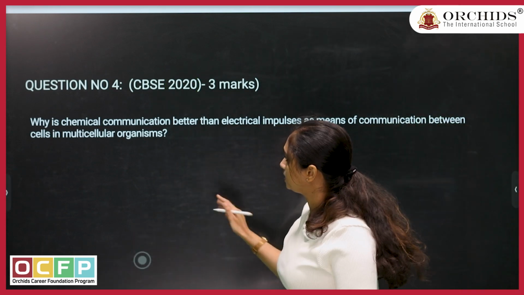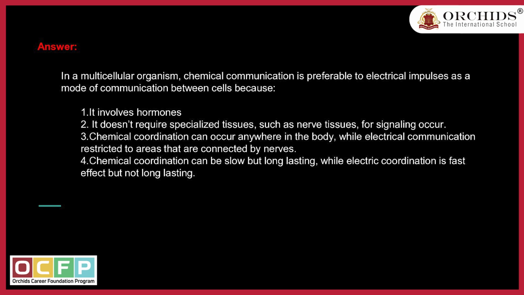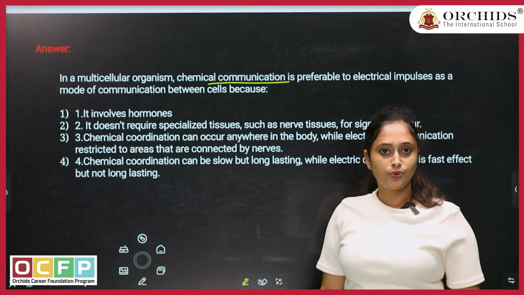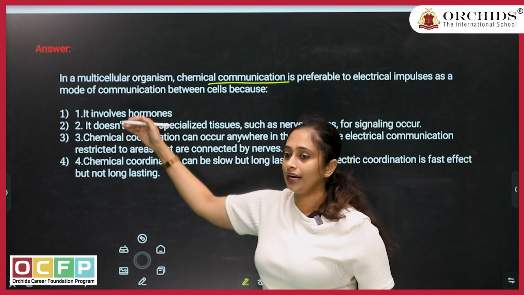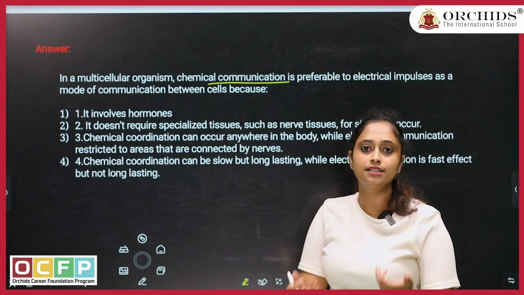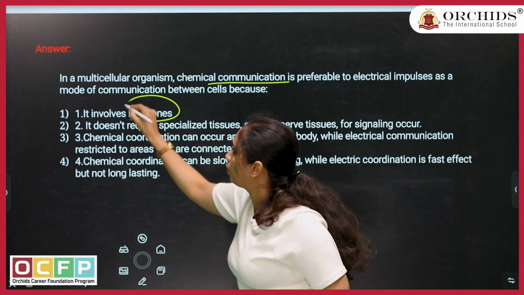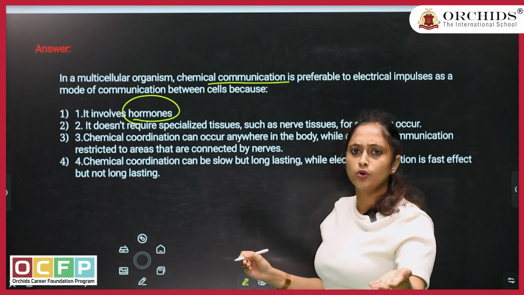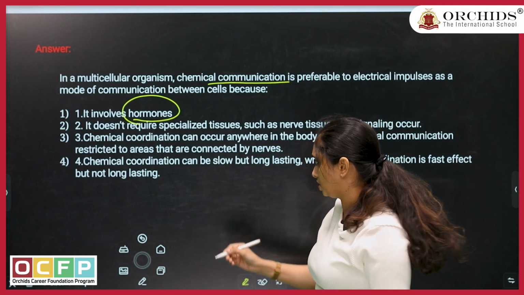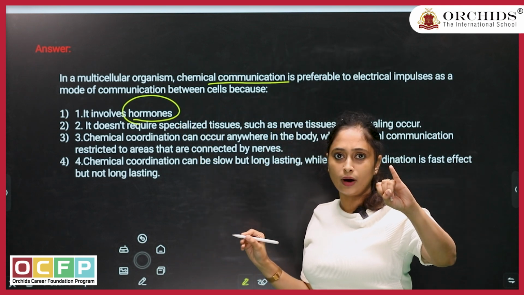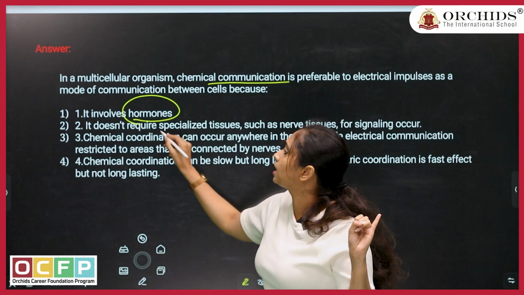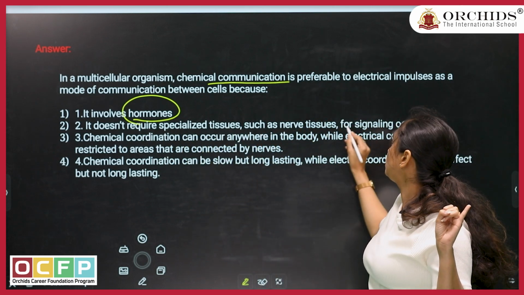So let's see the answer pointers now. See, the answer mentioned is chemical. Definitely the chemical communication is better than the electrical impulse. So you need to mention your answer first, then write the pointers to state why it is important. It includes the hormone chemical system, which means hormonal action. So hormone is one advantage because hormone is present in that communication. The second one is that it doesn't require specialized tissue such as nerve tissue for signaling to occur.